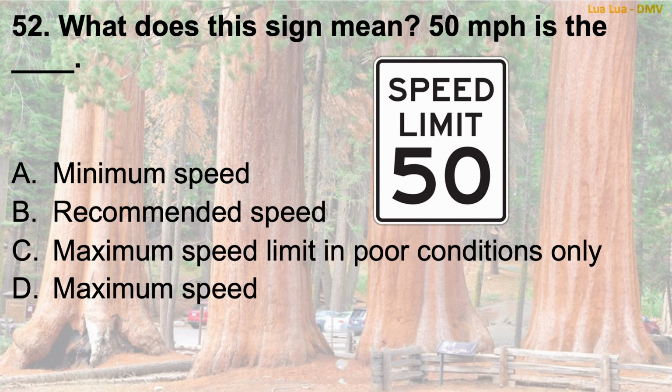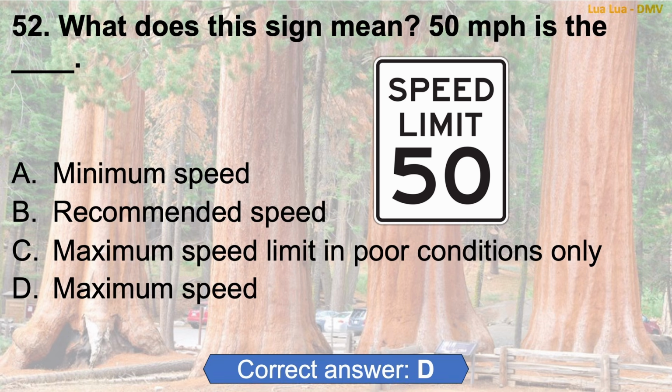Question 52. What does this sign mean? 50 miles per hour is the blank. A. Minimum speed. B. Recommended speed. C. Maximum speed limit in poor conditions only. D. Maximum speed. The correct answer is D. Maximum speed.